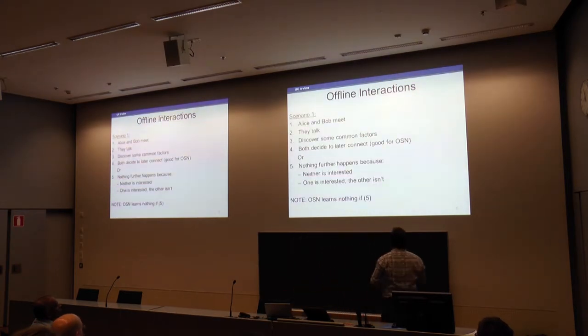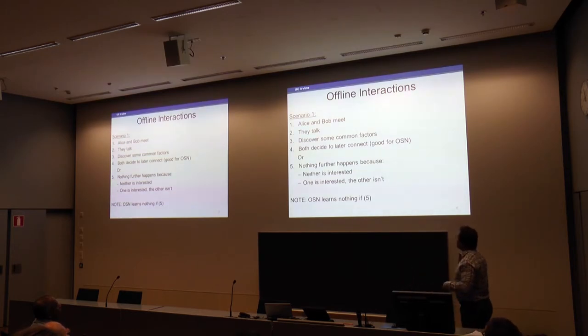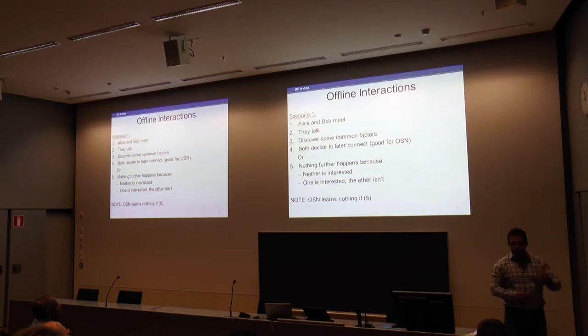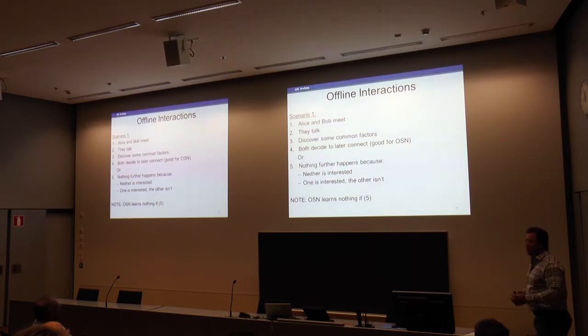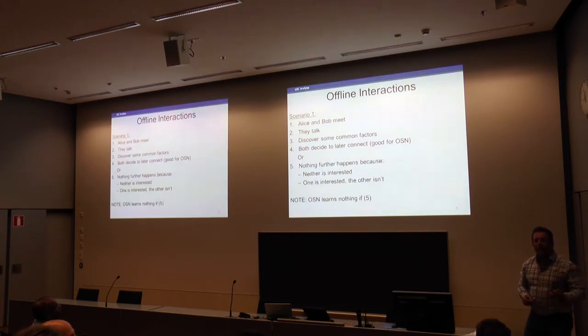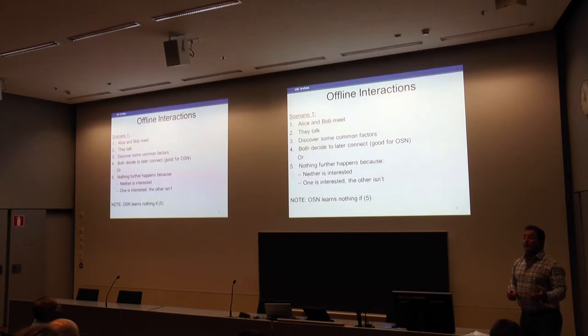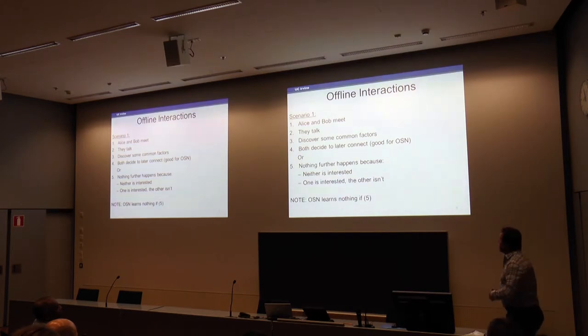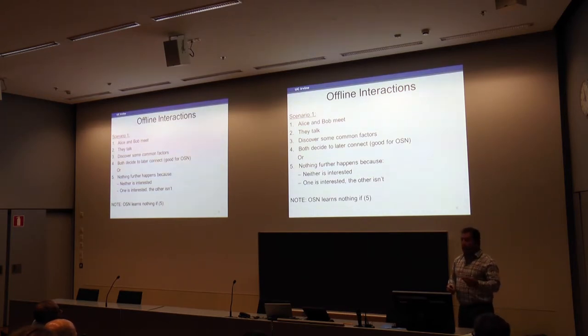So let's consider two scenarios. One scenario is Alice and Bob meet in person, physically. They say hello to each other, they talk, and as most people who are not socially challenged do, they ask a few questions back and forth and discover some common things. Like friends, maybe they went to the same school, maybe they are from the same place, maybe they traveled in the same area, maybe they like the same wine. So they discover some common factors, and then, being good OSN users, they later decide to connect. Great, right? They met in person, and then they connect.